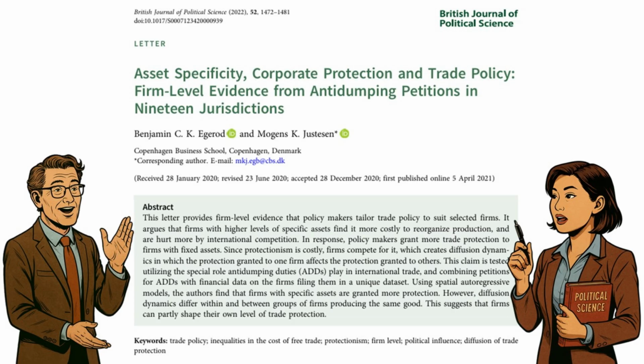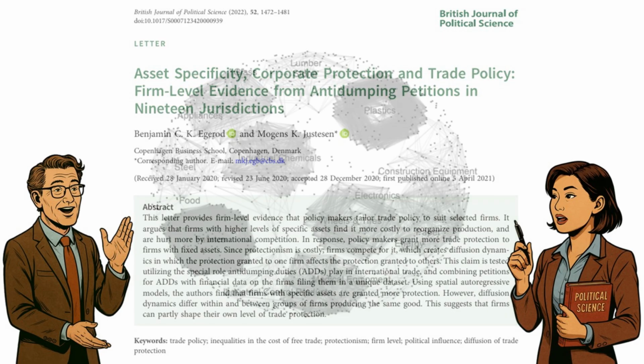They use firm-level observational data, combining the global anti-dumping database, which records petitions and outcomes across 19 WTO jurisdictions, with financial data from the Orbis database. Asset specificity is measured as the ratio of fixed assets to total assets. They analyze over 1,000 firm complaint observations using spatial autoregressive models to see how protection for one firm affects other same-good producers. And what do they find?